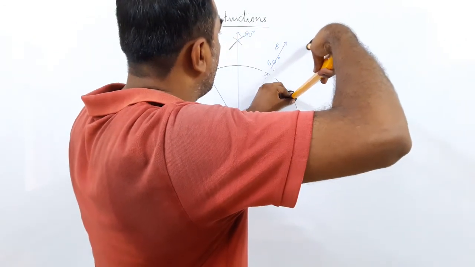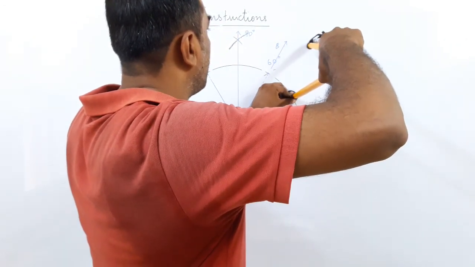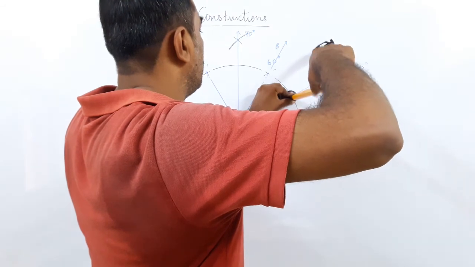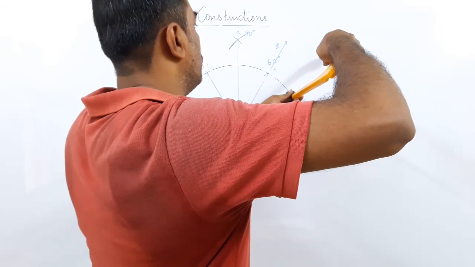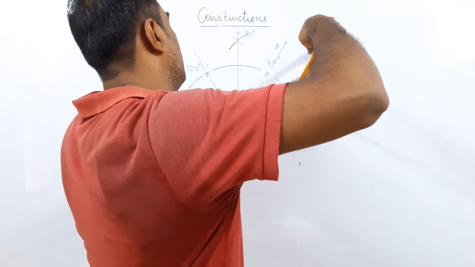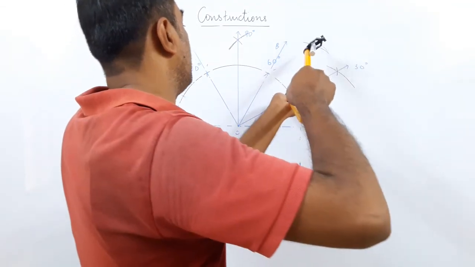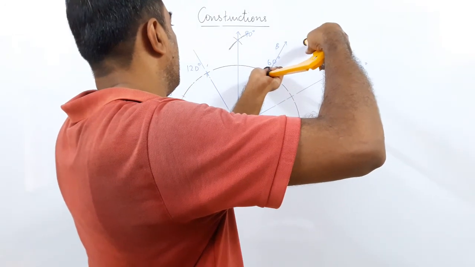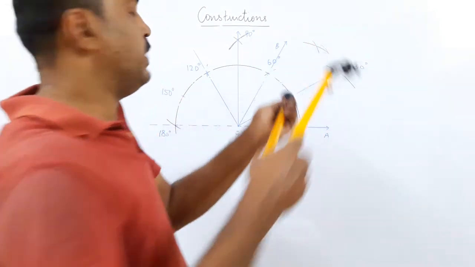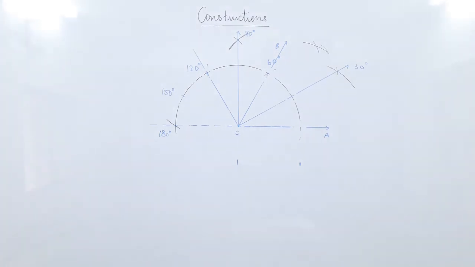Okay? Draw an arc. But make sure the radius does not change. This is moving, the radius should not change. So I draw an arc from this point, now from the 60 point I cut the arc. So between 60 and 30, I should be getting my 45.